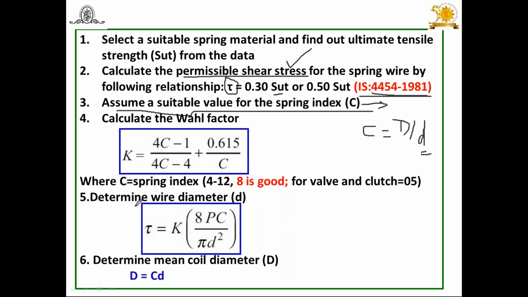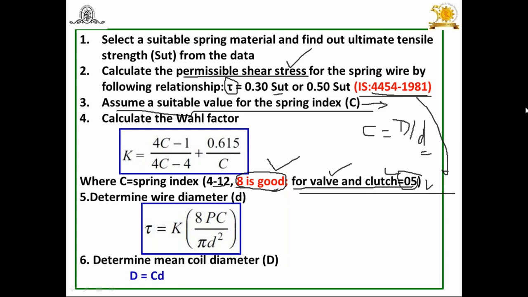Here I have written, look at this: 4 to 8 is good. Though you may not know the value of C, you can take C is equal to 8. And for valve and clutch, if the application is valve and clutch, you can select C is equal to 5 also. It's given in the data book according to this code. I am stating all the things according to this code, right?